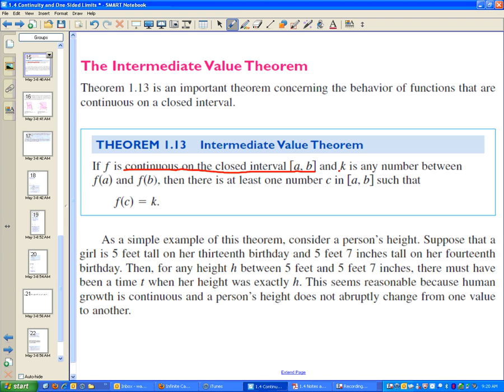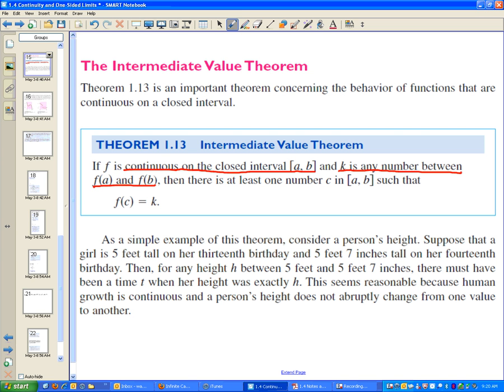Also, k is any number between f of A and f of B. Now, f of A is the y value of the function at the left-hand endpoint of the graph, isn't it? F of B is the y value of the function at the right-hand endpoint of the graph. Following me? K is a number that's between them. So, for instance, if f of A was 5 and f of B was 10, then k is some number between 5 and 10. All right? So, those are the conditions that have to be met.